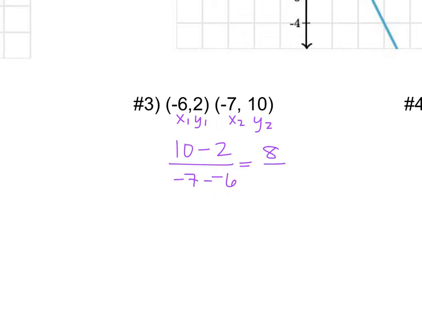So 10 minus 2 is 8. Negative 7 minus a negative 6 is negative 1. And 8 divided by negative 1 is not negative 1, it is negative 8. You might have done that differently, right? Maybe yours came out to a negative 8 over 1, but notice that's the same number, so you're okay if you flipped your numbers around. Questions on that?